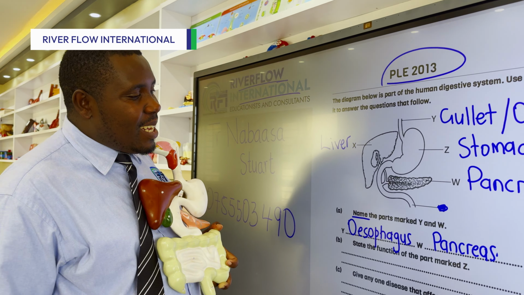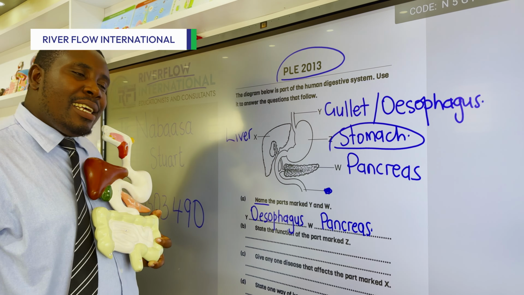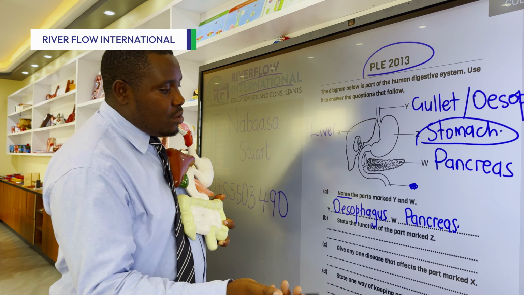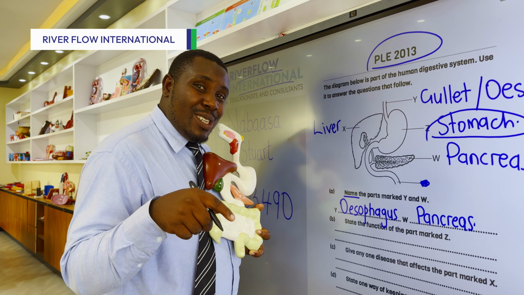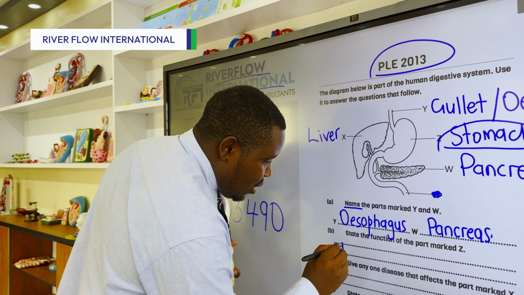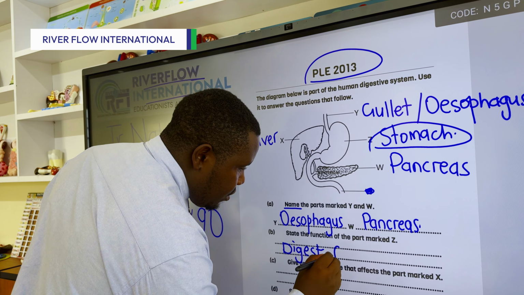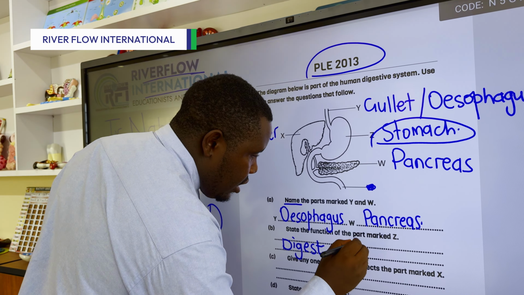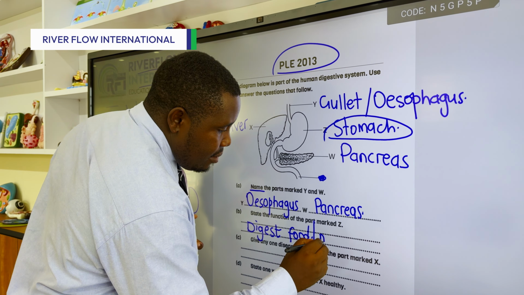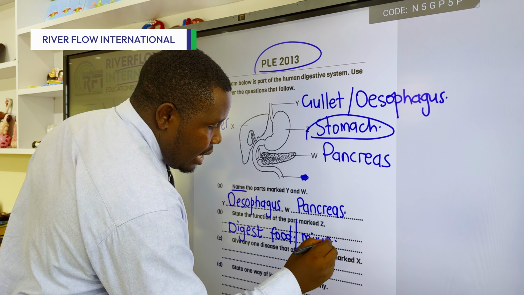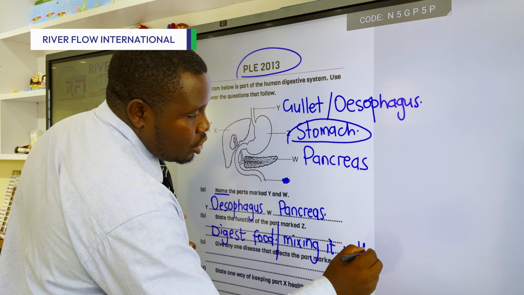Then they want us to state the function of the part marked Z. They want us to talk about the function of the stomach. And we know that digestion happens in the stomach, especially for proteins. So we are going to say one of the functions is to digest food. You can stop here, but someone can continue and say by mixing it with gastric juice.